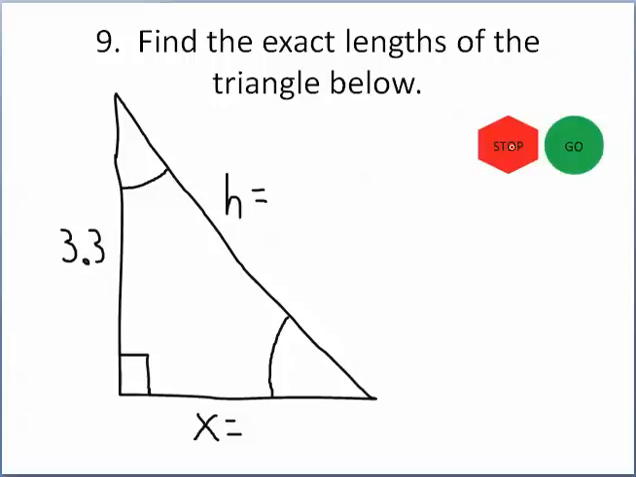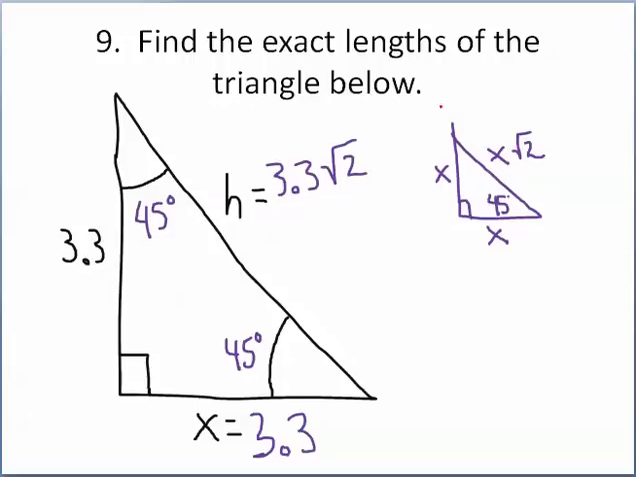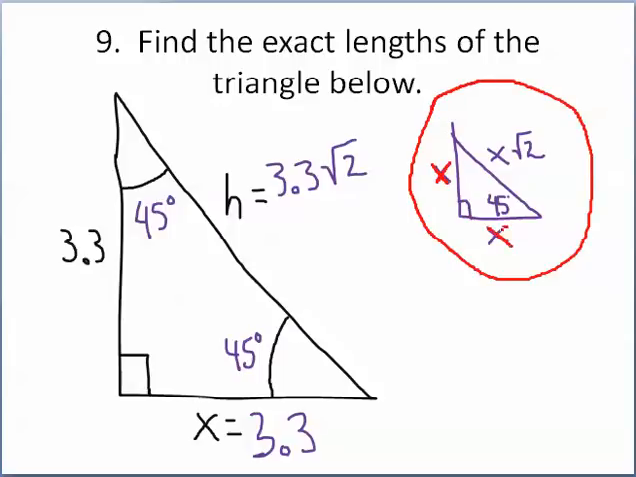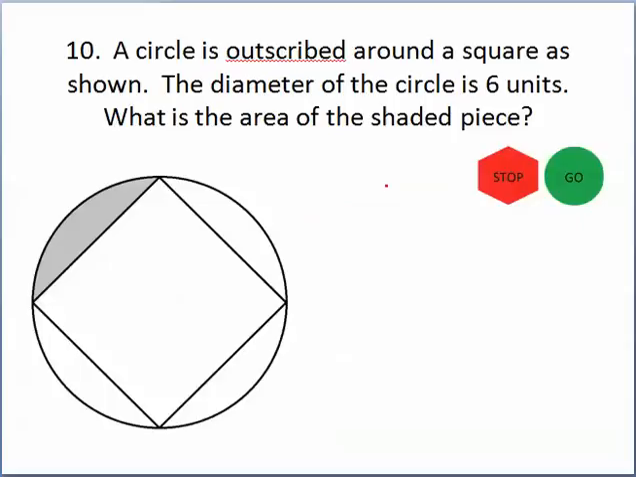Find the exact lengths of this triangle. Click on the stop sign. All right. You may recall that in the 45-45-90 triangle, whatever this leg is, the other leg of the right triangle is also the same, and the hypotenuse is x square root 2. So that means if this is 3.3, this is going to be 3.3. And if this is 3.3, the hypotenuse is going to be 3.3 times the square root of 2.